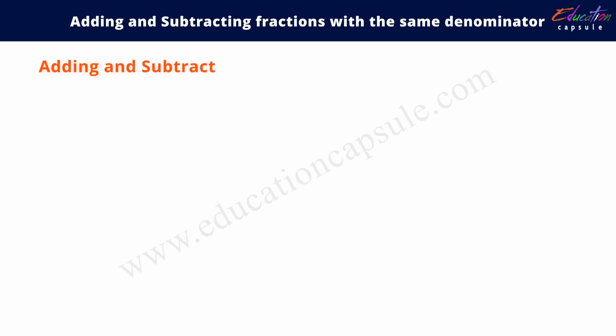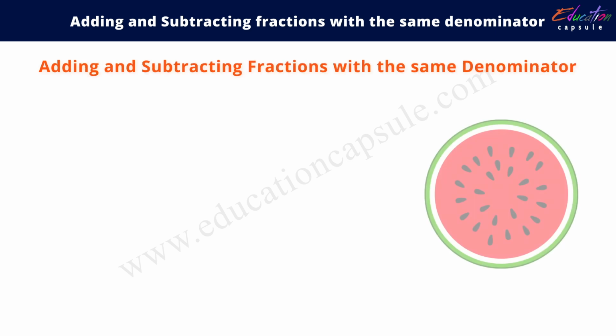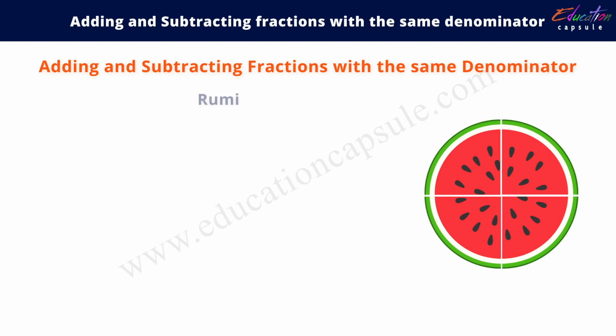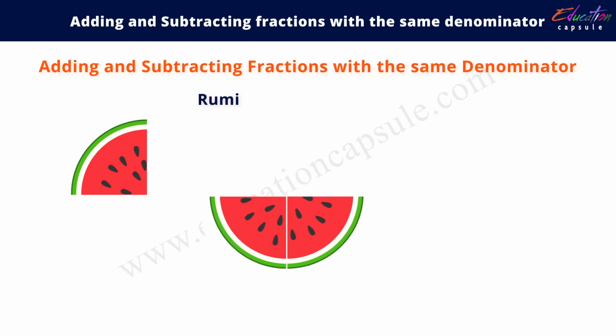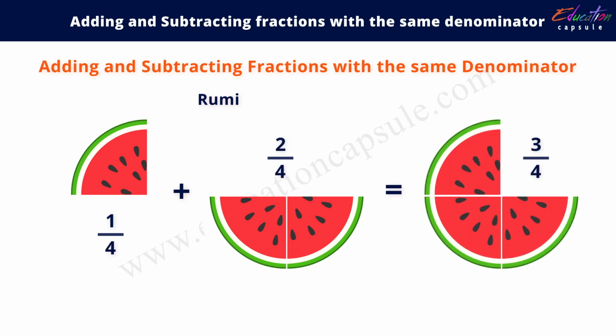Adding and subtracting fractions with same denominator. A watermelon is cut into 4 pieces. Rumi has 1 piece of watermelon. He gets 2 more pieces. We can say he has 1/4 added to 2 quarters of watermelon. That in total is 3 quarters.